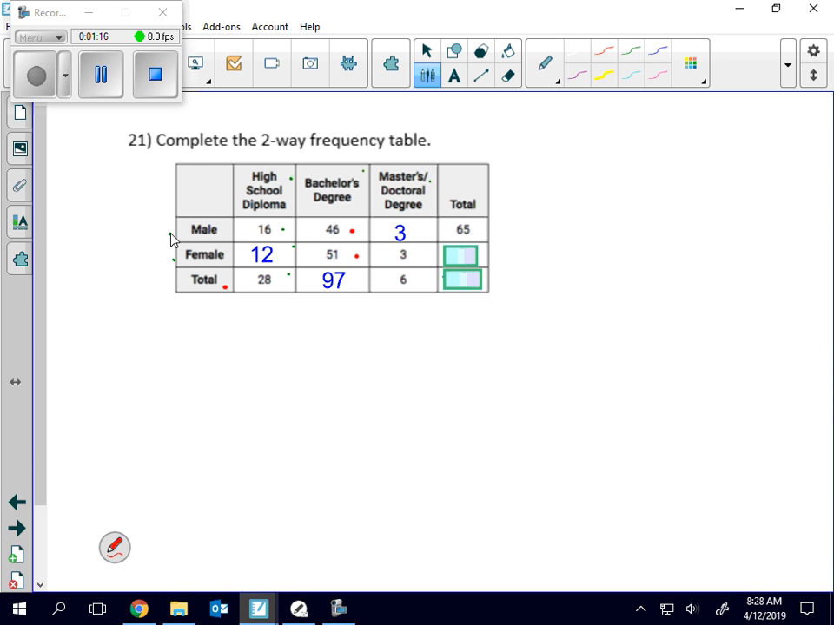We need to know the total number of females surveyed. So 12 plus 51 plus 3 gives us 66. And when we go to get this last number, we're getting the grand total. 65 plus 66 is 131, and we can double check. 28 plus 97 plus 6 is also 131.